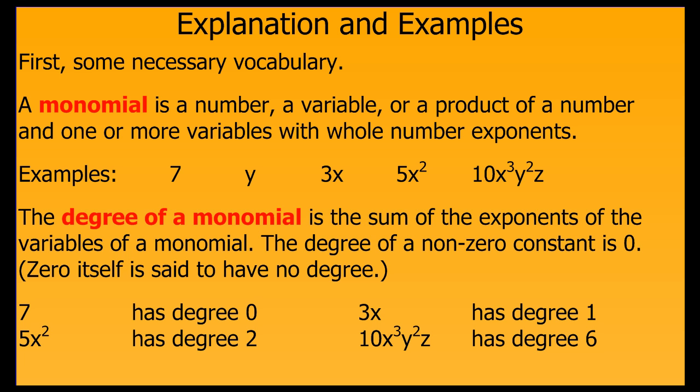The degree of a monomial is the sum of the exponents of the variables of a monomial. The degree of a non-zero constant is 0, and 0 itself is considered not to have any degree at all. For example, 7 has degree 0, so it doesn't have any variables. 3x has degree of 1 since it has x to the first power. 5x squared has degree 2 since it has x to the second power. And 10x cubed y squared z has degree 6, which is the sum of its exponents.